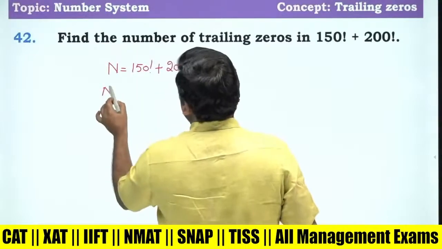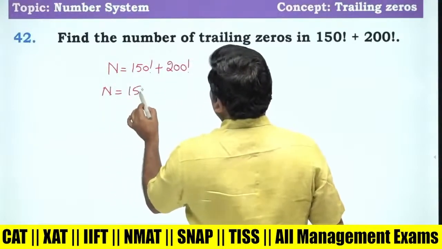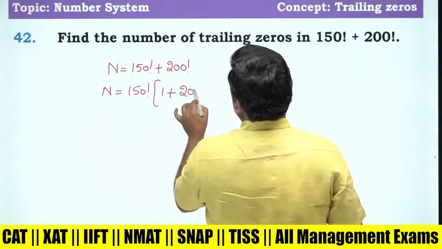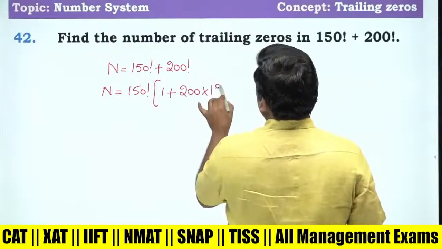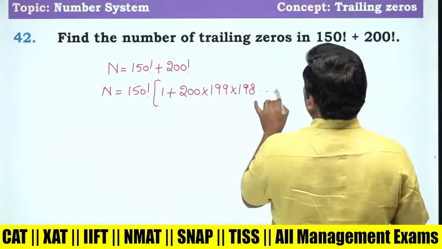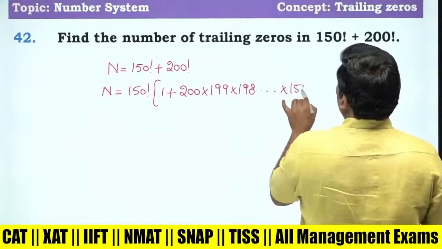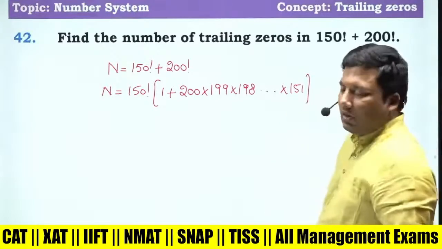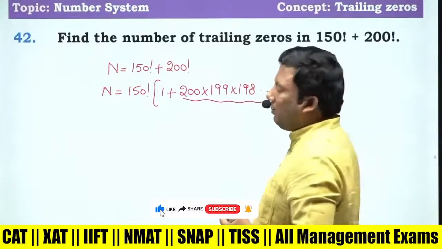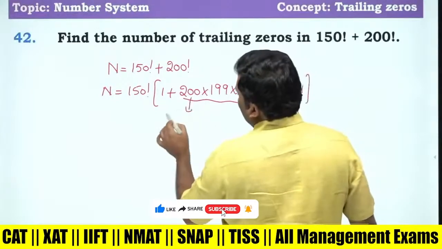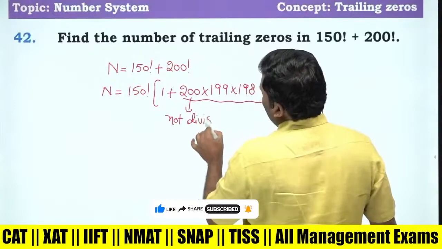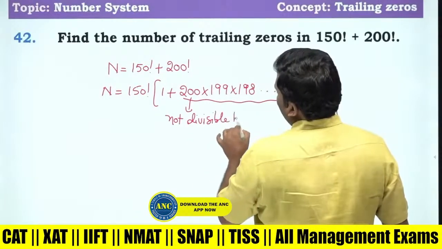So 150 factorial, if I take common, this will be 1 plus 200 factorial, which is 200 into 199 into 198 into, and so on up to 151. These are multiples of 5. 200 is a multiple of 5. 5k plus 1 is not divisible by 5.